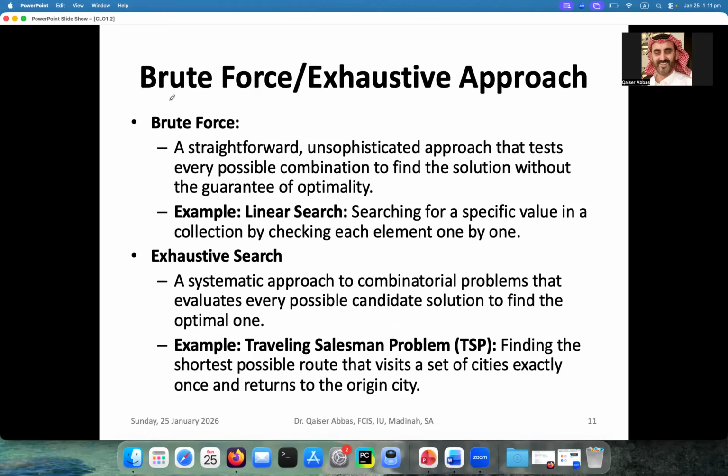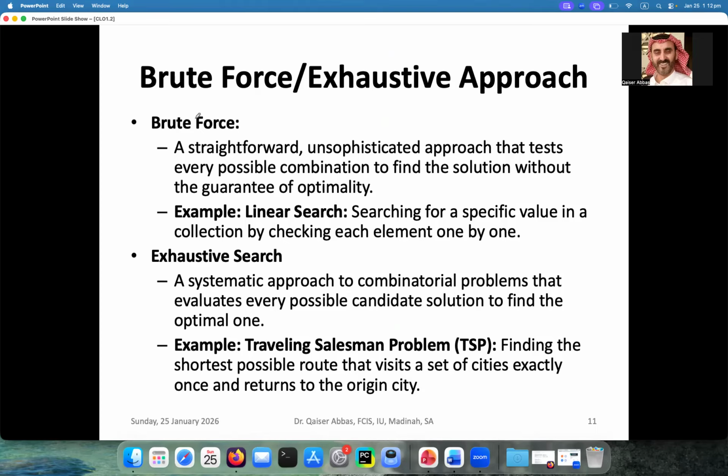But what is exhaustive search? It is systematic. You will build some mechanism. You will again check all possible combinations, but with some mechanism, some more advanced mechanism than brute force. And the solution that you will get from this exhaustive approach would be optimal. That is also the difference from brute force.